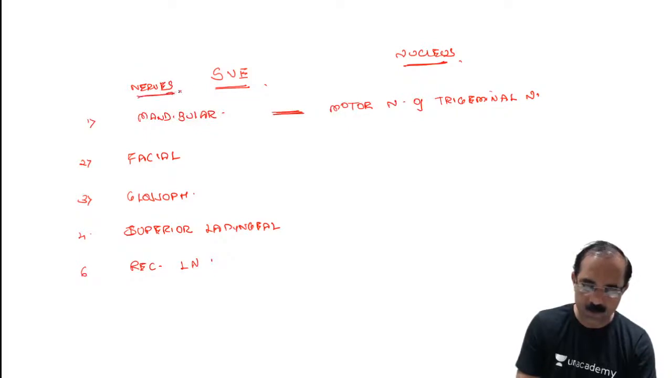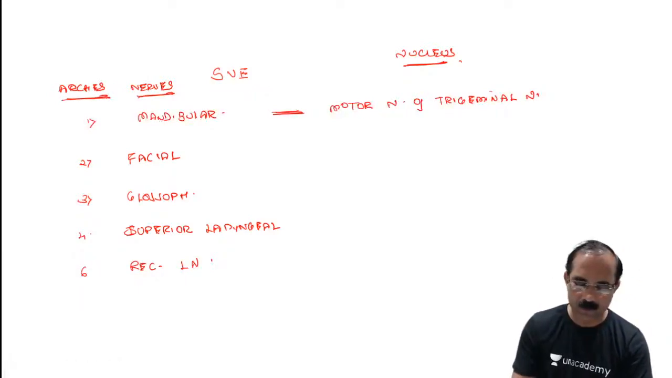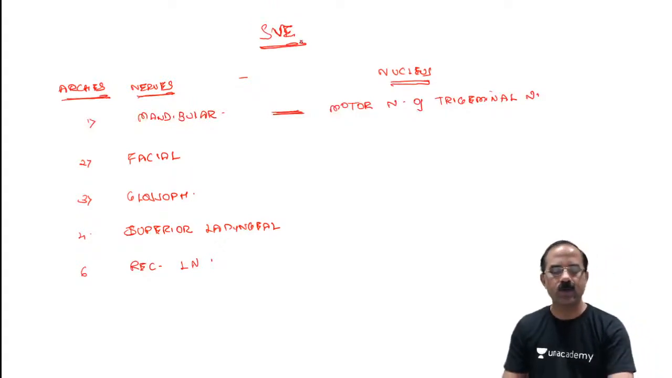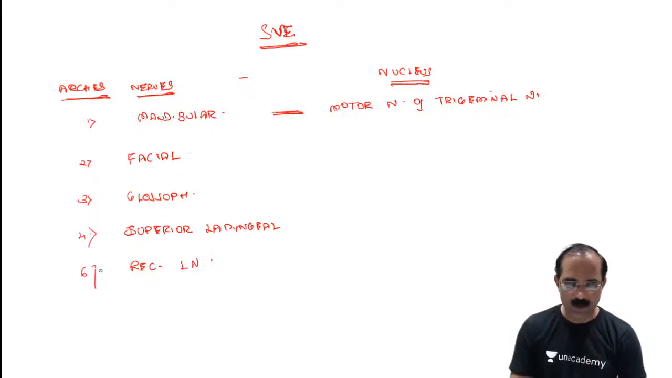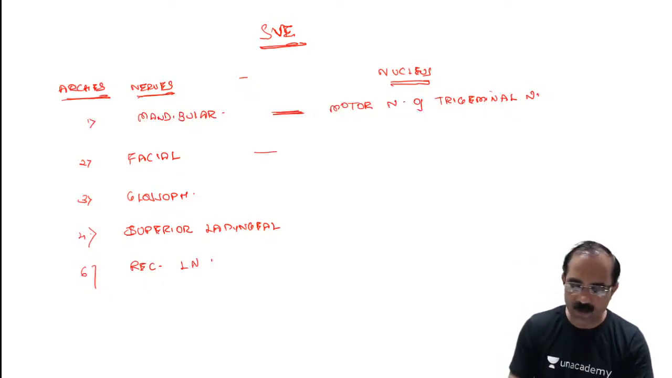These are the nerves, this is the nucleus, these are the arches. This is something that you have to know. I'm writing the nerves, I'm writing the nucleus. Component is special visceral efferent. I wrote the arches: first, second, third, fourth and sixth arches, the nerves of the arches and their nuclei. So motor nucleus of trigeminal nerve. What is the name of the nucleus of the facial nerve? That's the motor nucleus of the facial nerve.